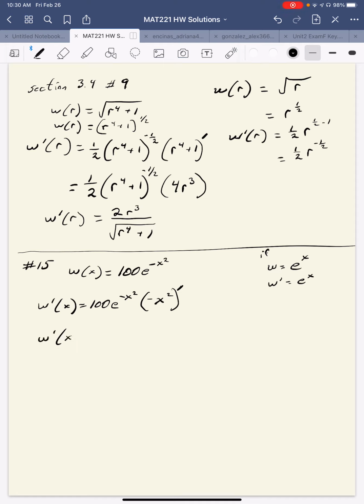So now I'll come in and take that derivative. So I have 100 e to the negative x squared. And I have the negative, bring down the power of 2, negative 2x. 2 minus 1 is just 1, so the exponent on the x is just a 1. Now I can clean this up a little bit more. Negative 2 times 100 is negative 200 x e to the negative x squared. And that is my derivative.